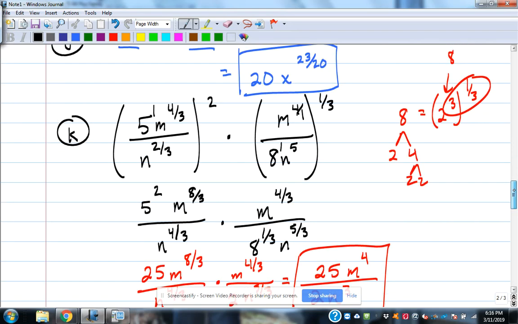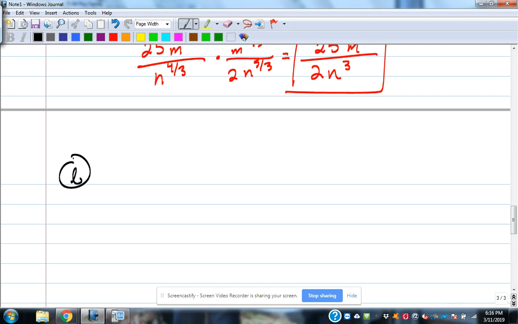And what letter are we on here? L. Y to the 4/7 minus 5. Y to the 11/7.